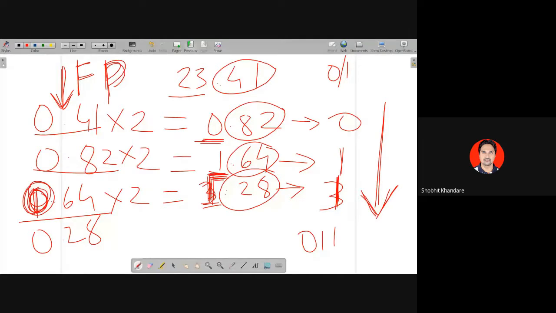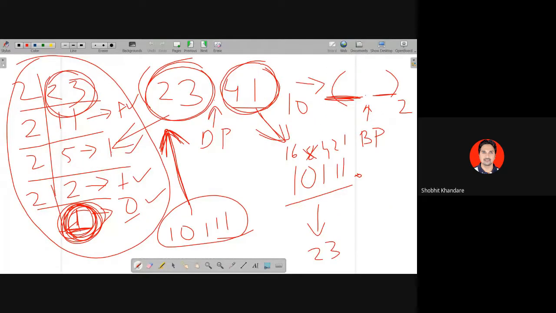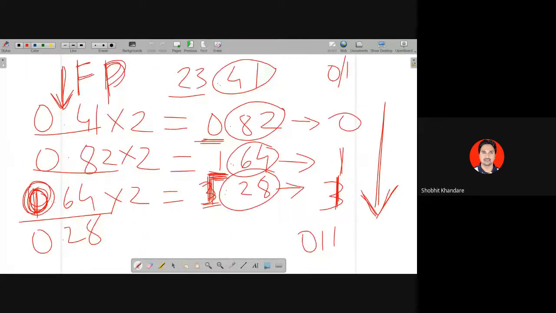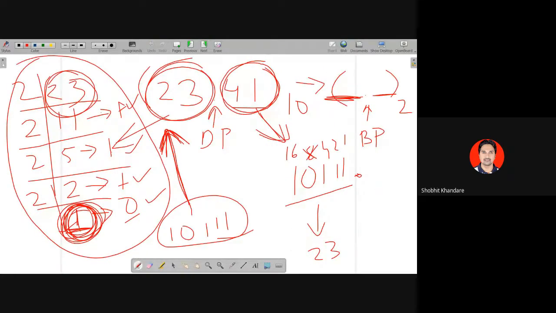So what is the total answer now? Total answer 10111 और इसका 011. So combine together, so it comes 10111.011. So this is your final answer.